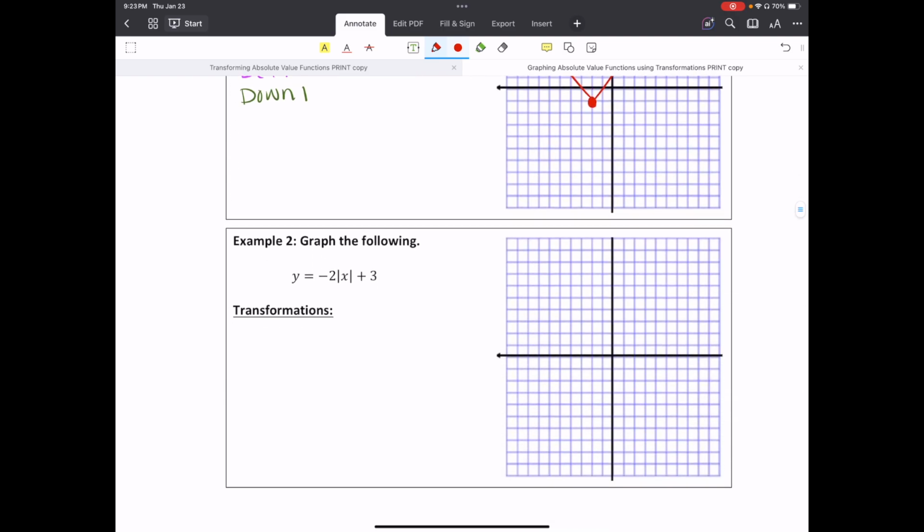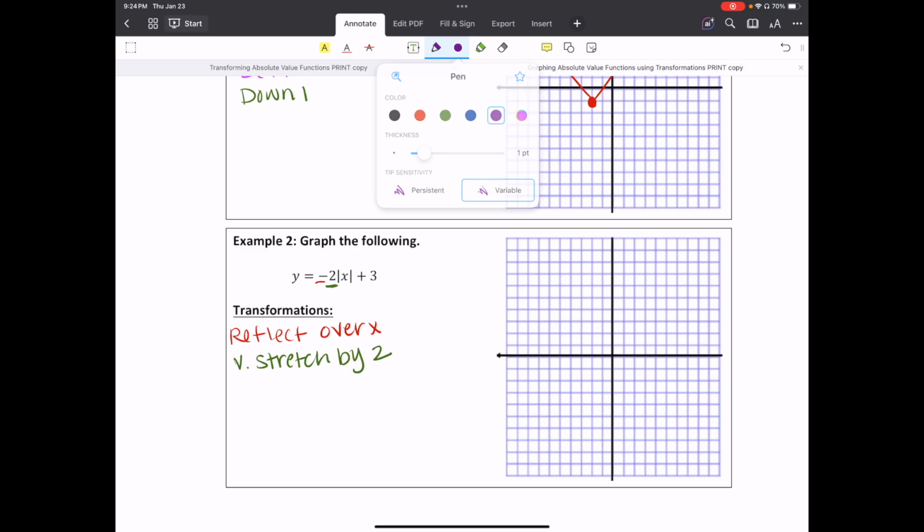Let's look at number two. So on this one, we have a reflect over x, a vertical stretch by 2, and an up 3. So when we graph this one, we're still going to start at 0, 0 and move from there. So we're going to start by going up 3, and that's where we're going to place our vertex.